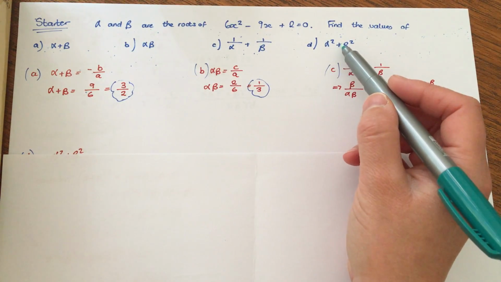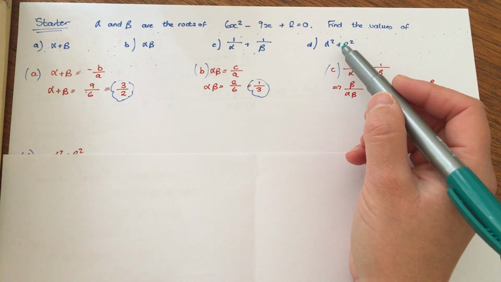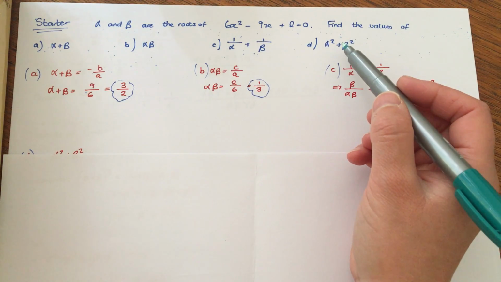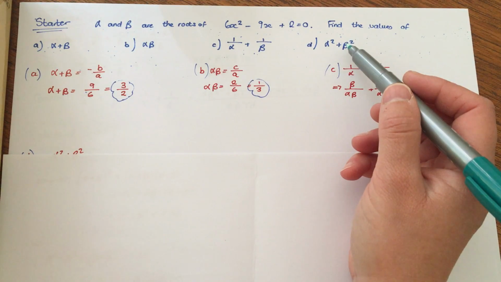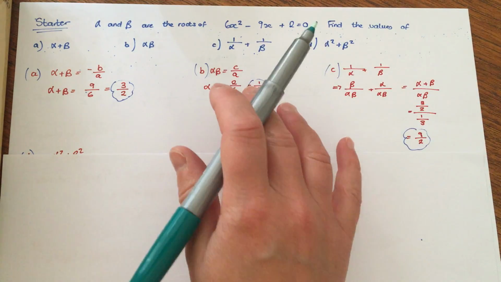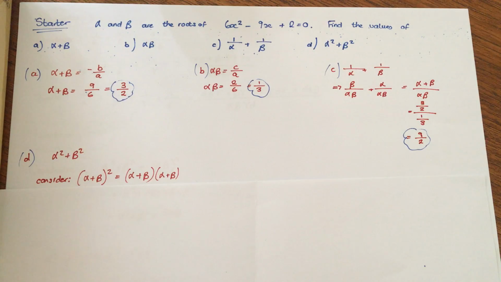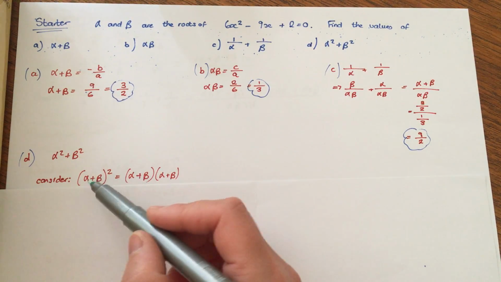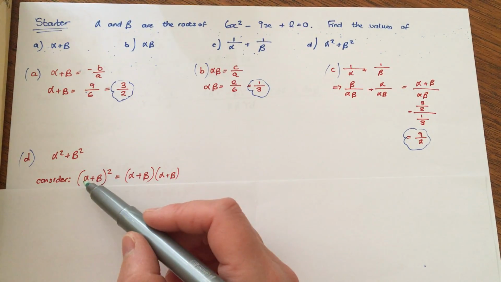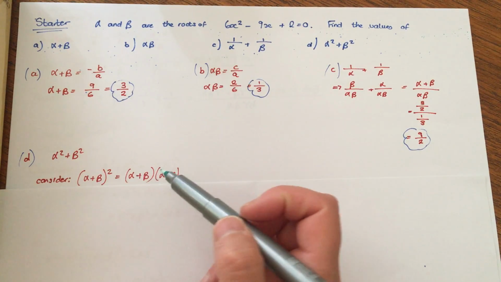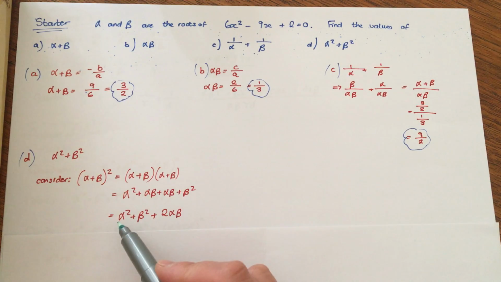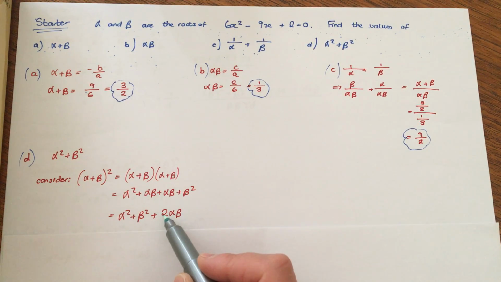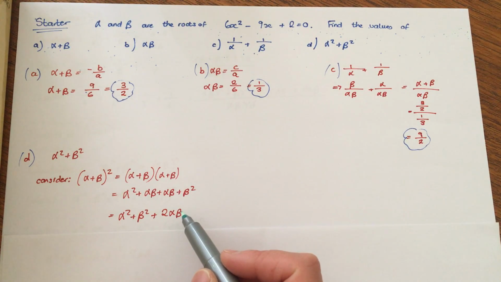And alpha squared plus beta squared, we don't know an identity for, and there's not really any manipulation we can do there to turn it into one that we do. But what we can do instead is think about, what about alpha plus beta squared? Because we do know alpha plus beta. So if we multiplied it out, we'd end up with alpha squared plus beta squared plus 2 alpha beta.